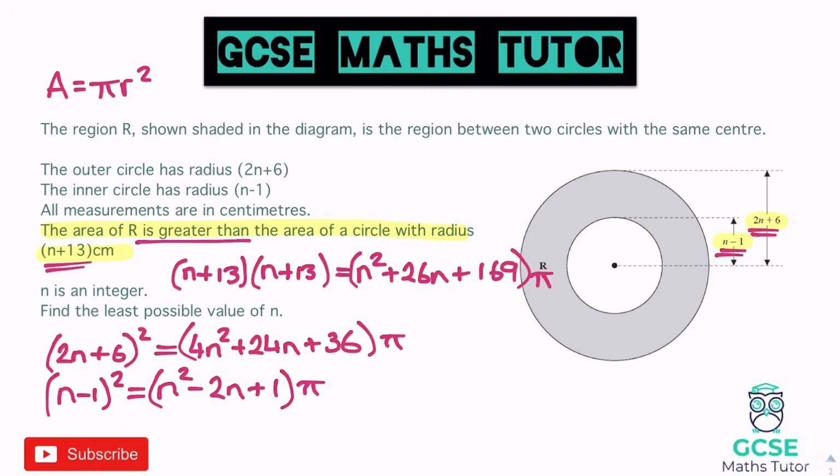Now to get the area of the shaded region, we need to take these away from each other. So I'm going to do the one above, and I'm going to take away this one below. Rather than writing it out as a big long sum, because I've got limited space, I'm just going to take them away from there and look at it piece by piece.